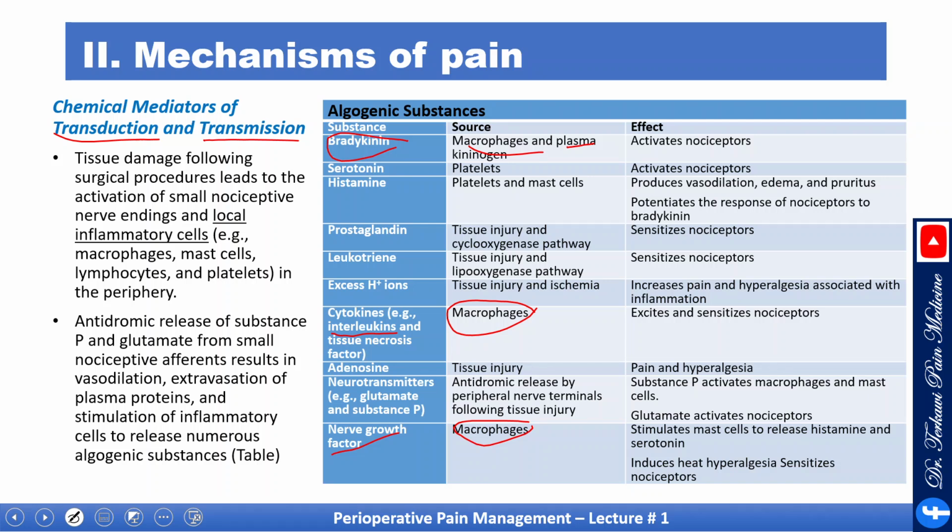Induce heat hyperalgesia and sensitize nociceptors.